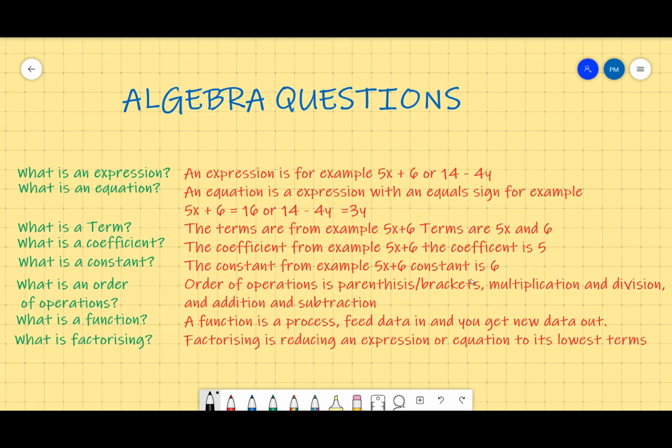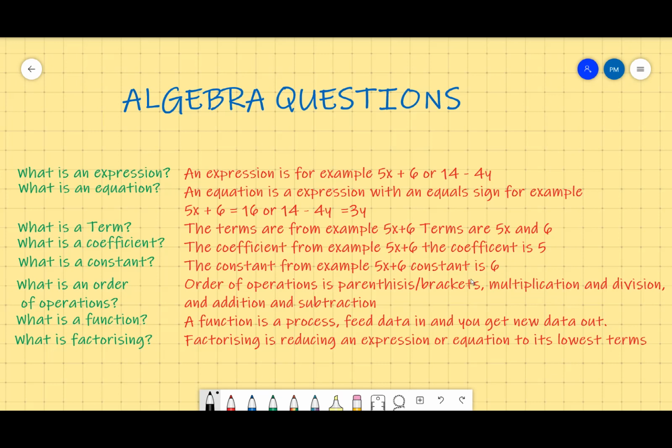So let us go back. An expression is just a simple expression. An equation has an equal sign in it. A term is all the terms in the expression or equation. The coefficient is the number in front of the letter, the variable. You will have variables because it's algebra. What is a constant? A constant is always a number because it can't change. In this case, the constant is 6.